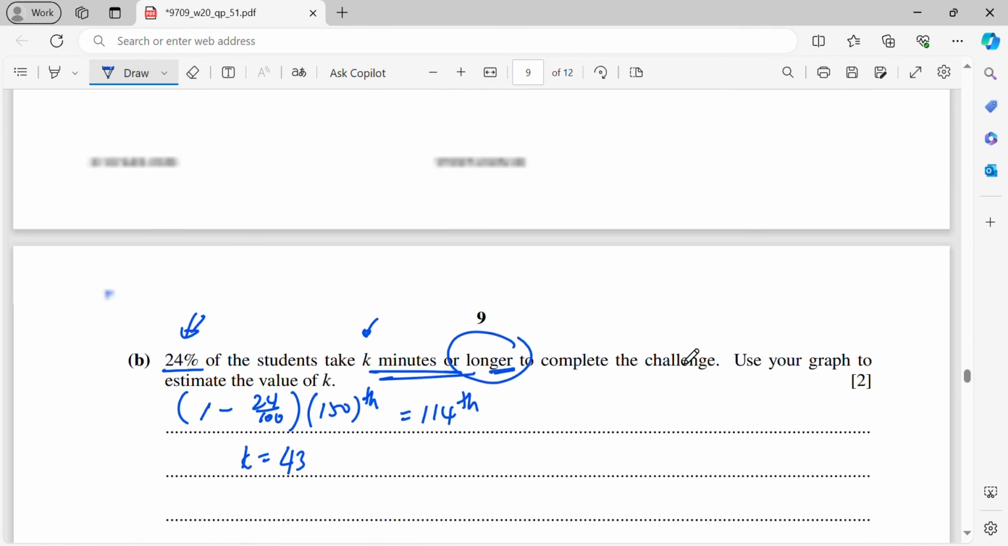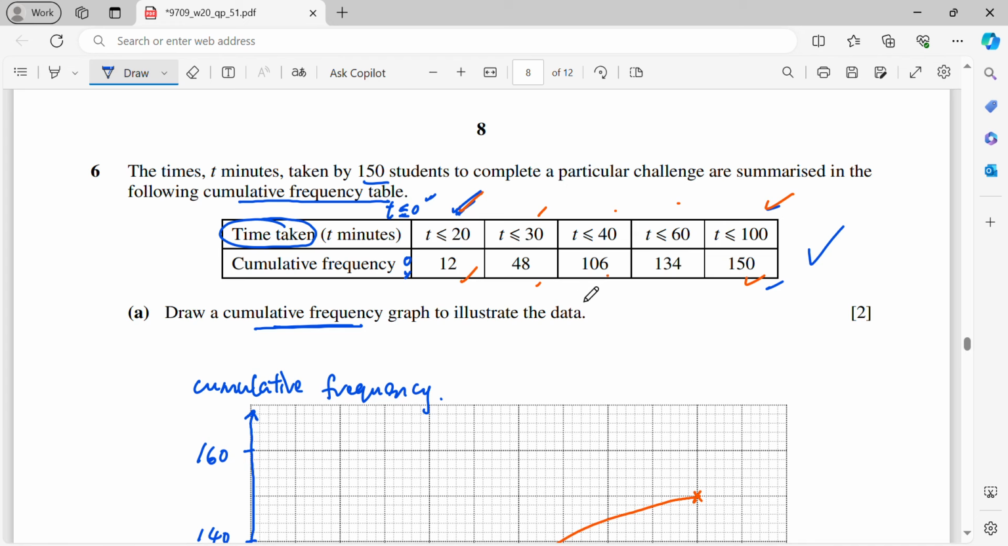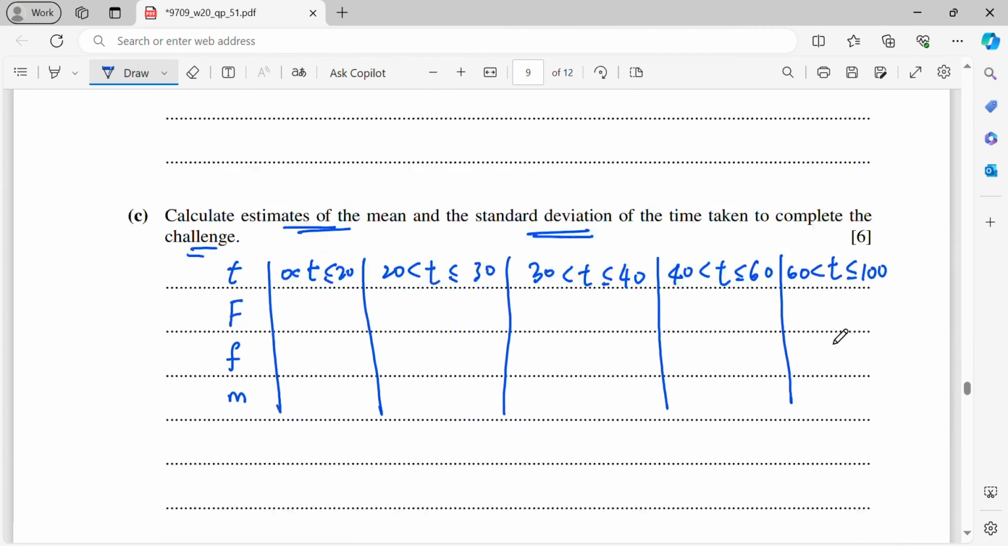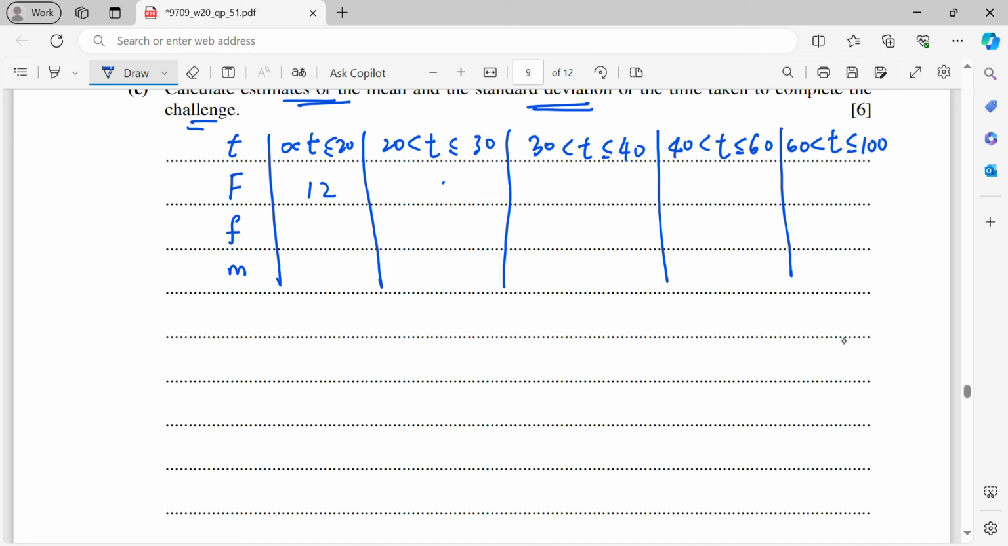Okay, so your capital F, just copy 12, 48, 106. Just copy the whole table. So I will get 12, 48, 106, then 134 and 150. Now for the lowercase letter f, this is the frequency. What to do is the first one you just rewrite 12, then for the next ones you keep subtracting, and that will be the f, the frequency. Then I will be getting 36, 58, 28, and 16.